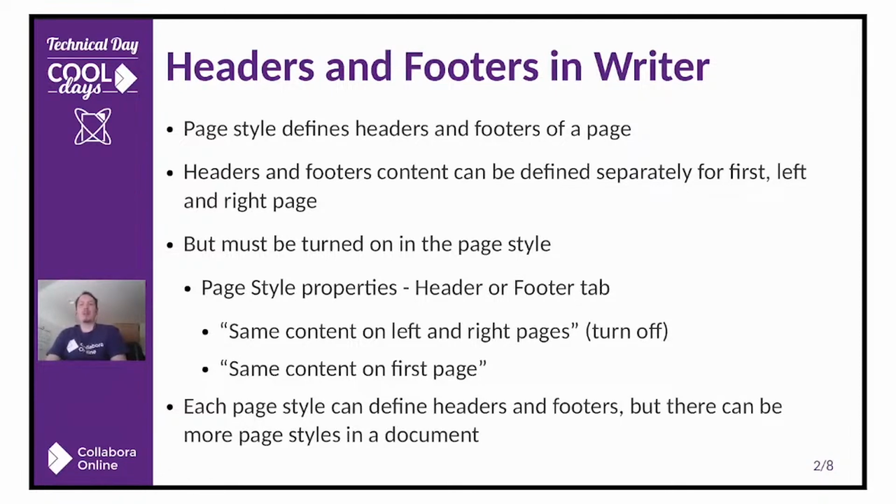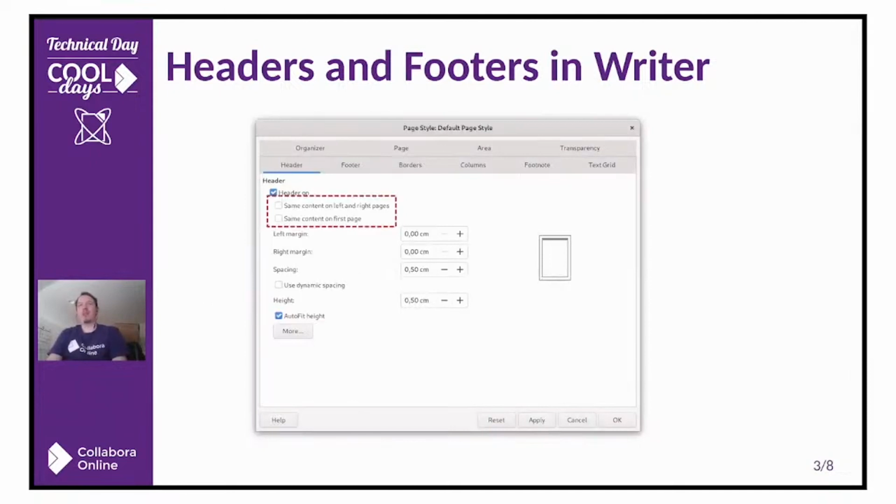To use this, we have to enable it in the page styles. By default, the same content is used for left, right, and first page, so we have to explicitly disable this so that we don't have the same contents for the left pages and for the first page. For each page we can then define headers and footers, but of course we can have multiple page styles in a document. This is the dialog where we can enable same contents for left and right pages, and same contents for the first page.